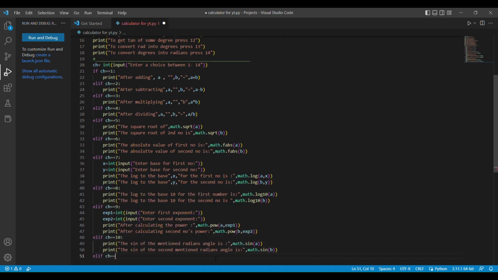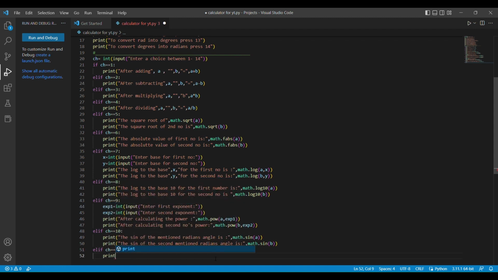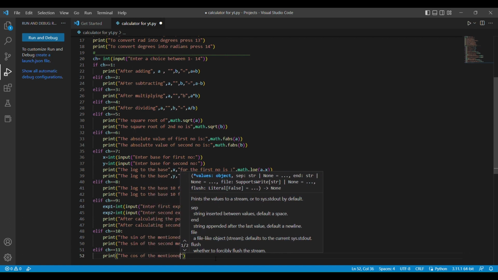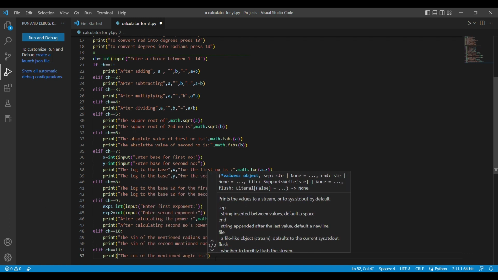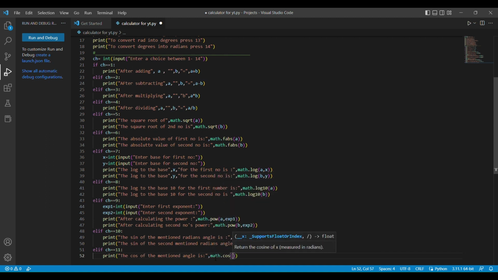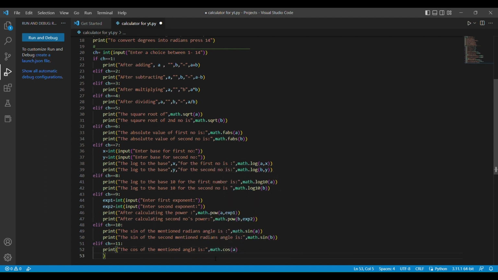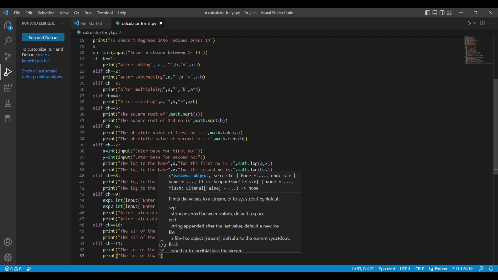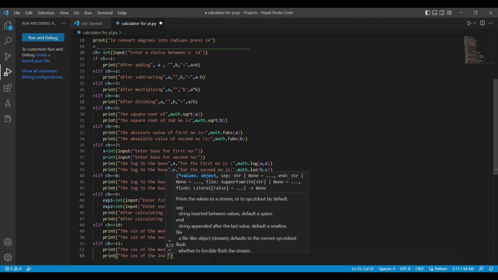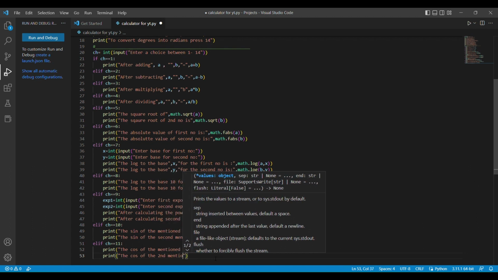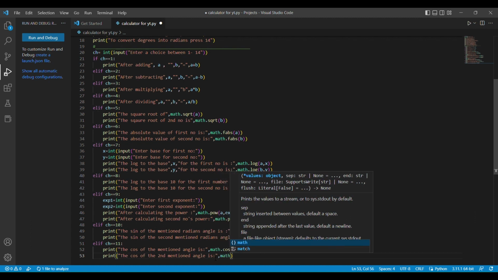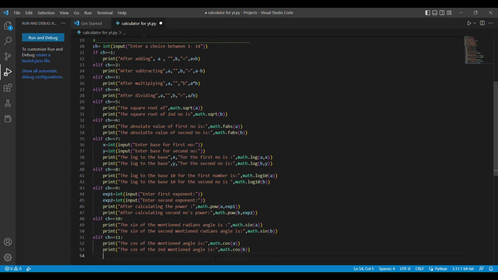Now elif ch is equal to 11, print the cos of the mentioned angle is, comma math dot cos in the brackets a. I am again repeating that the angle should be in radians. Print the cos of the second mentioned angle is, comma math dot cos b.